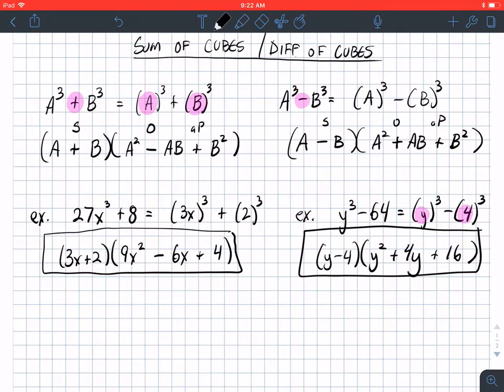If you want to check all your answers, you can always do your distribution of each part and make sure you get the original thing back out.